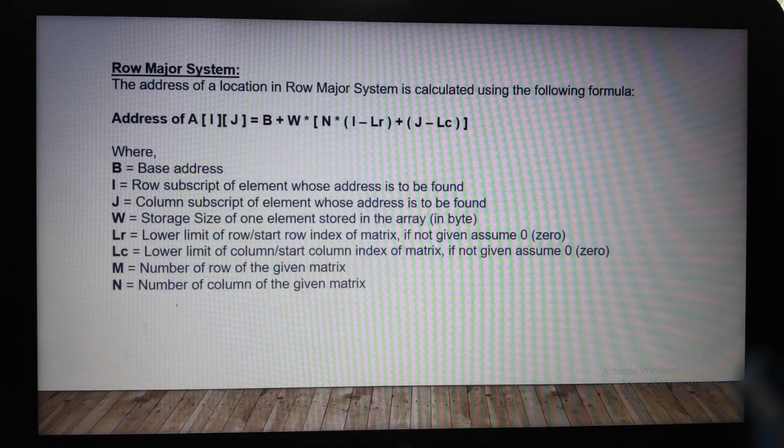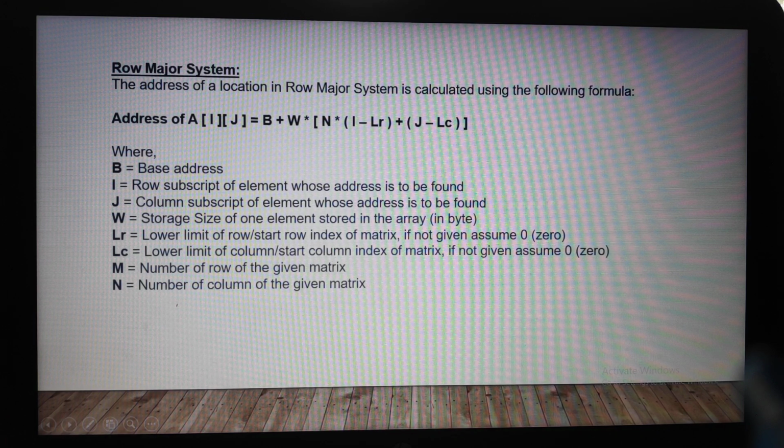In row major, we use this formula to calculate the address. Suppose we want to calculate aij, where i is the row subscript and j is the column subscript: the formula is b plus w into (n into (i minus lr) plus (j minus lc)). Here b is the base address, i is the row subscript, j is the column subscript, w is the storage size or byte size, lr is the lower limit of row, lc is the lower limit of column, and n is the total number of columns of the given matrix.